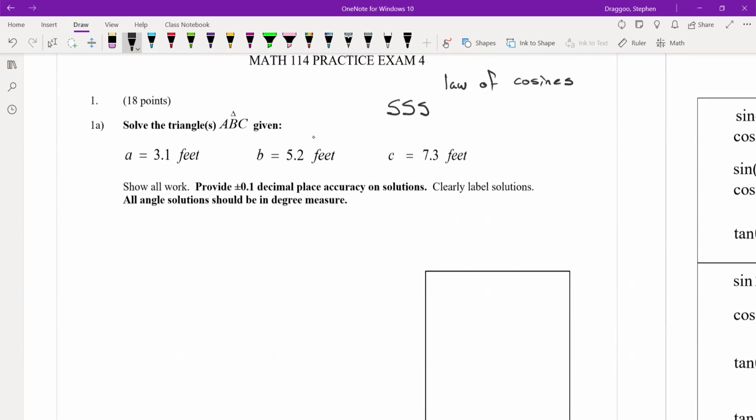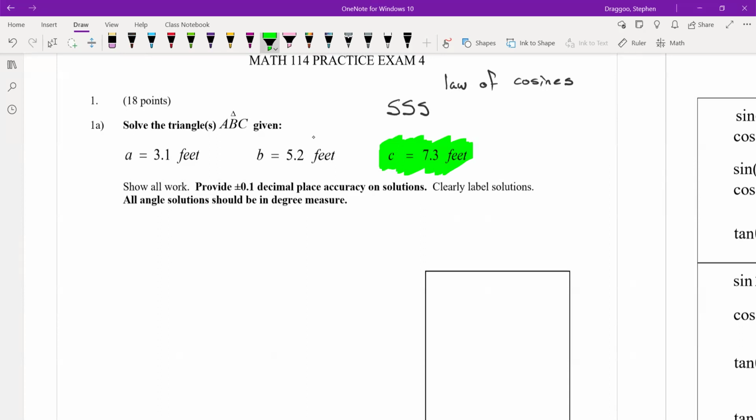Since I'm going to be using the law of cosines on this deal, I should solve for my largest angle first. Remember that only one angle inside your triangle can be an obtuse angle, meaning something in the second quadrant. And the only one that's capable of being obtuse is the largest angle. Largest angle is opposite the largest side. So it's going to be angle C.